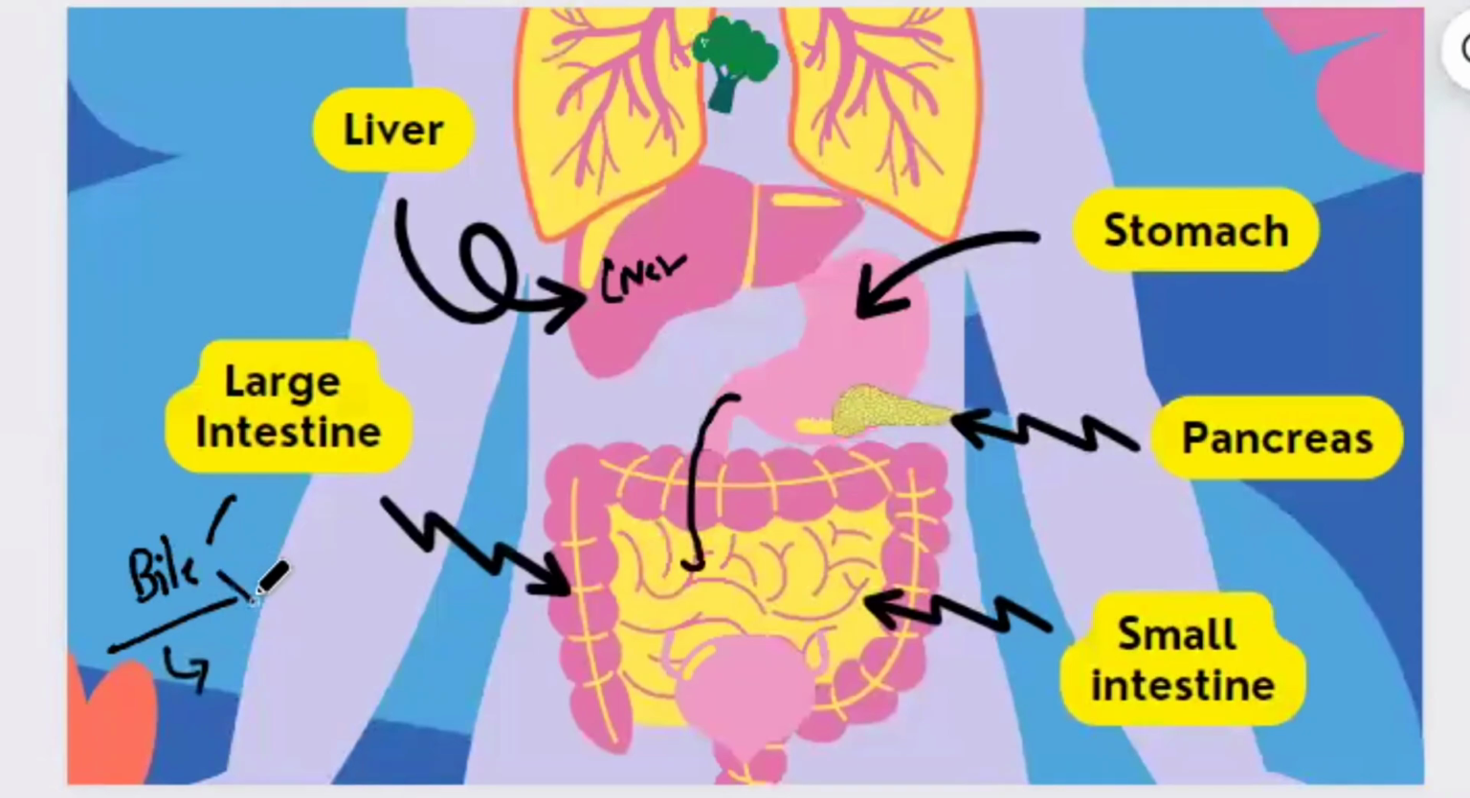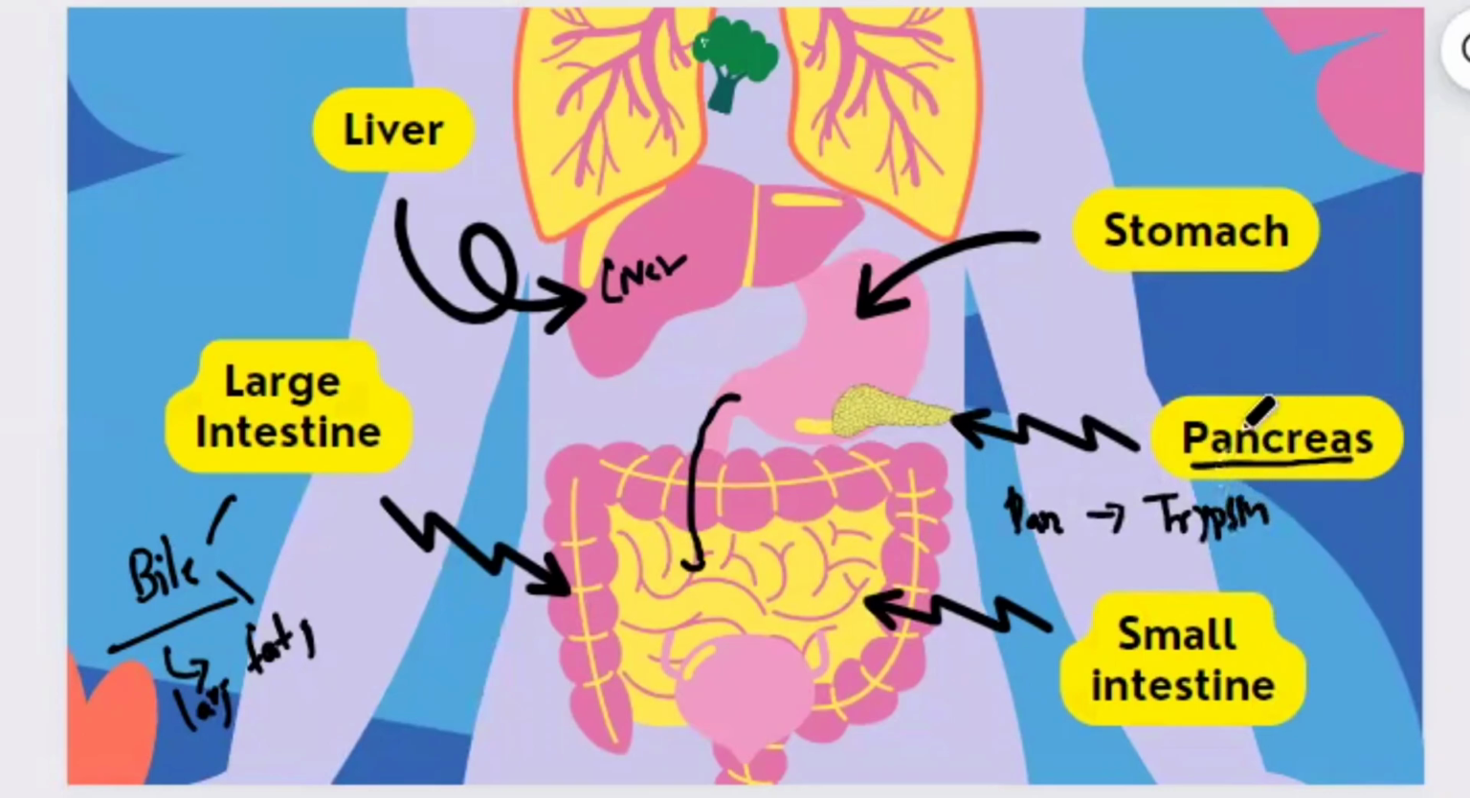The other function of bile juice is that it converts the larger fat globules into smaller fat globules, and that process is called emulsification. The other one is that the pancreas secretes pancreatic juice. Pancreatic juice contains three enzymes. One is trypsin, and the other one is lipase.